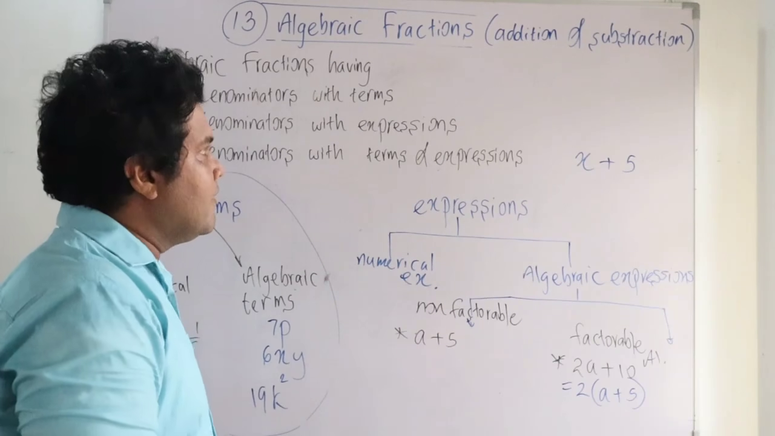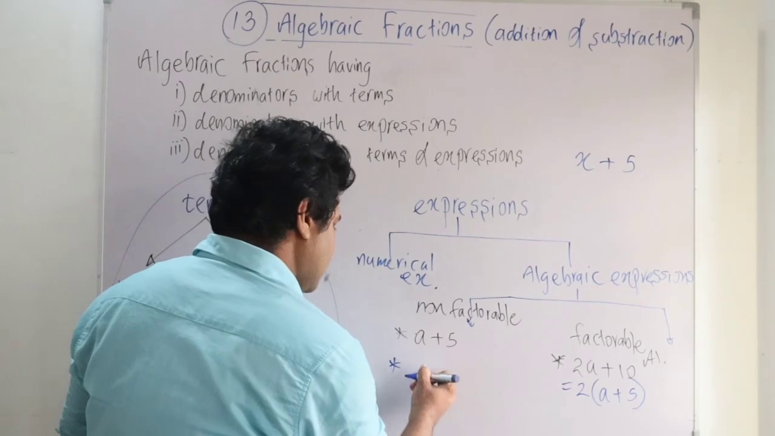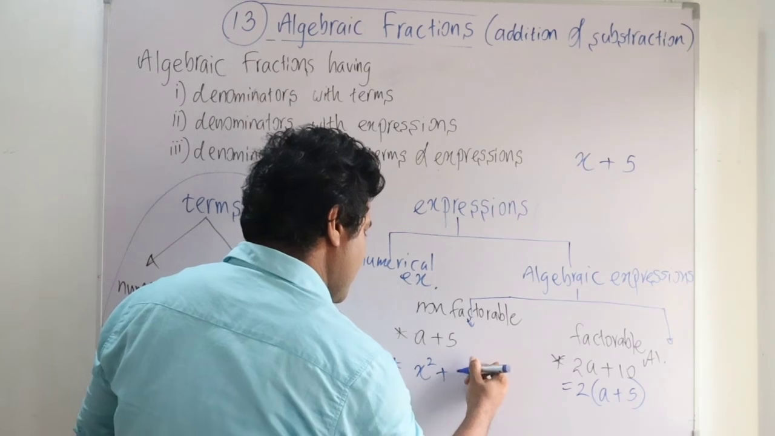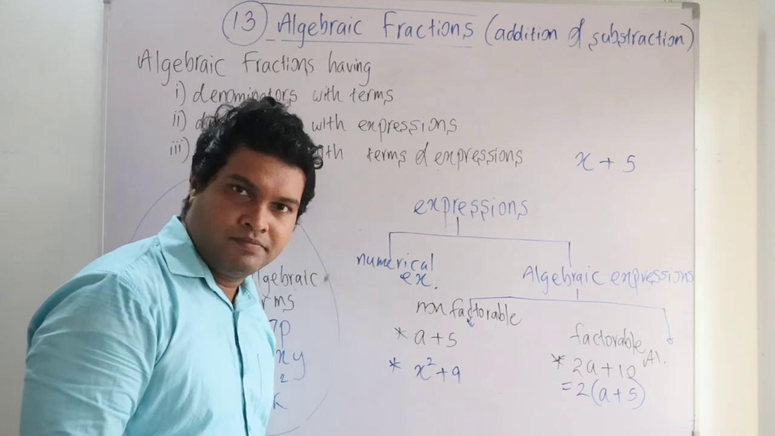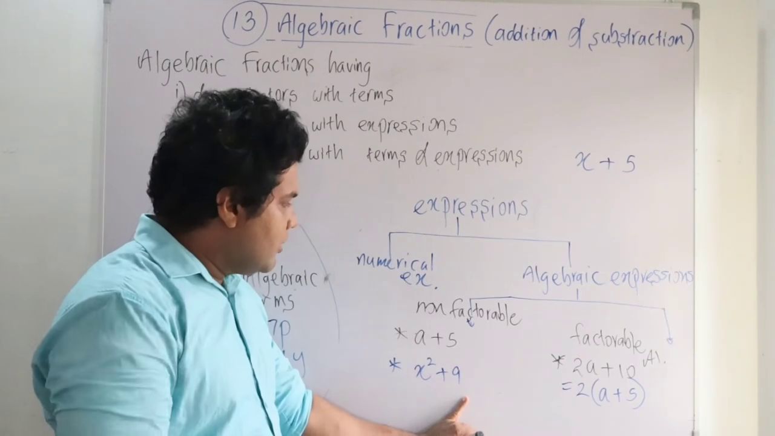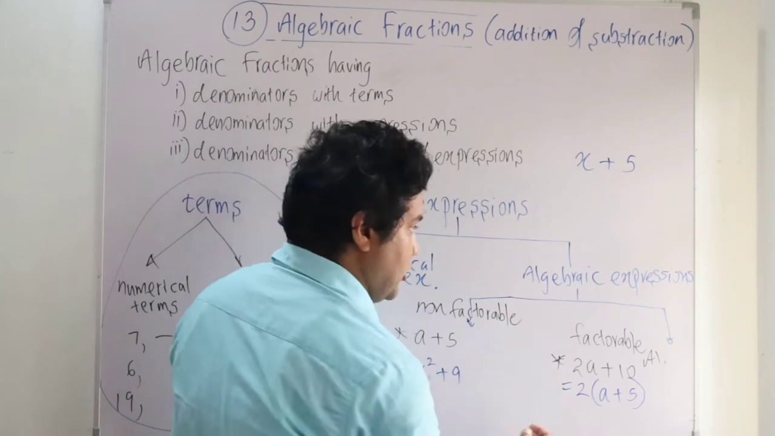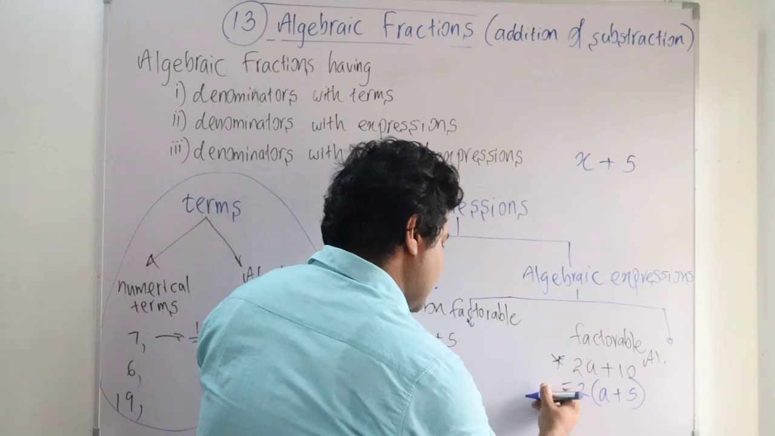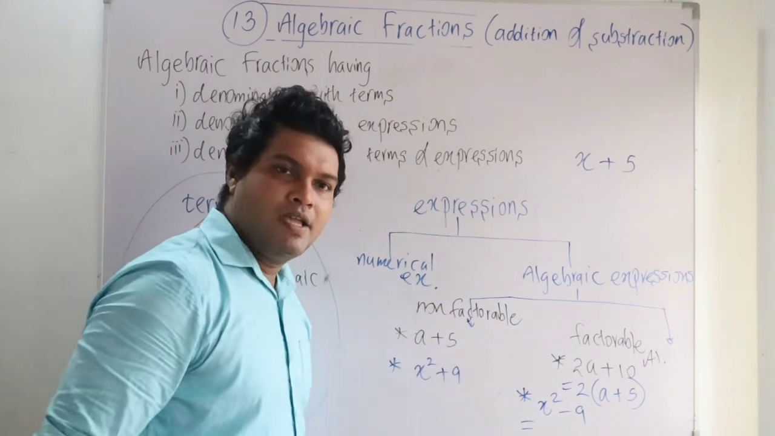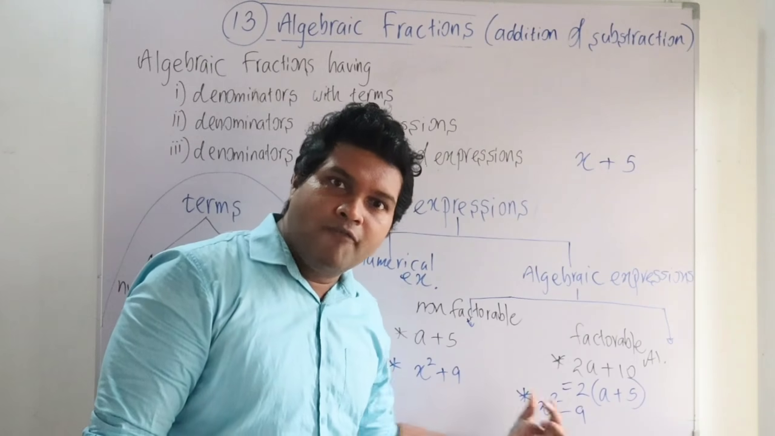If I consider another example, if I write down x square plus 9, nobody can factorize this x square plus 9. Therefore, it's a non-factorable algebraic expression. But if I further write down, I don't have space, but wait. x square minus 9, what's happening? Is x square minus 9 non-factorable or factorable?